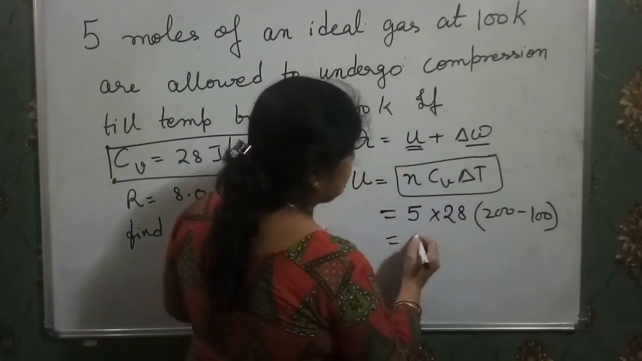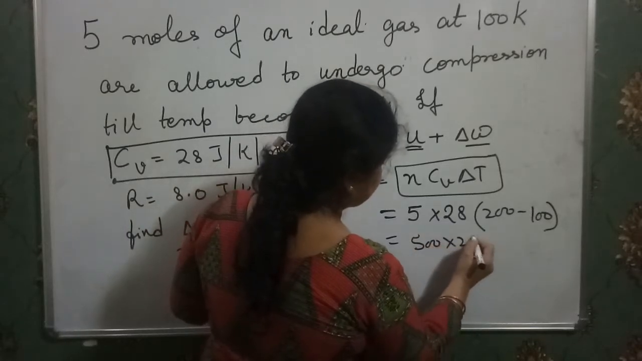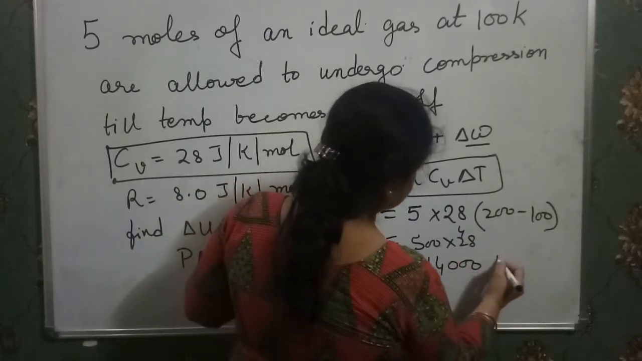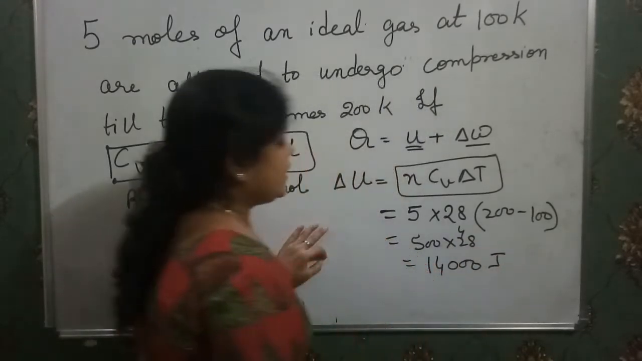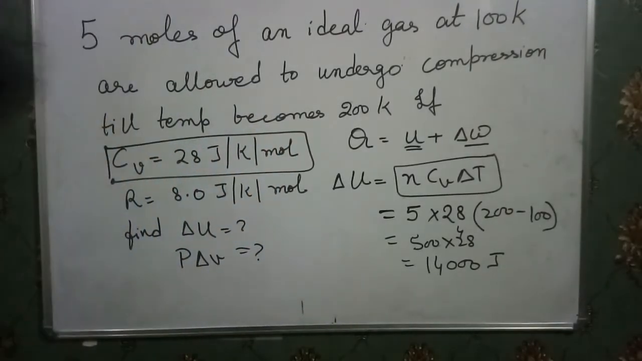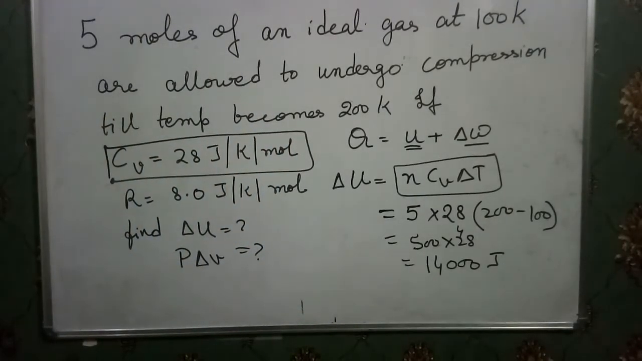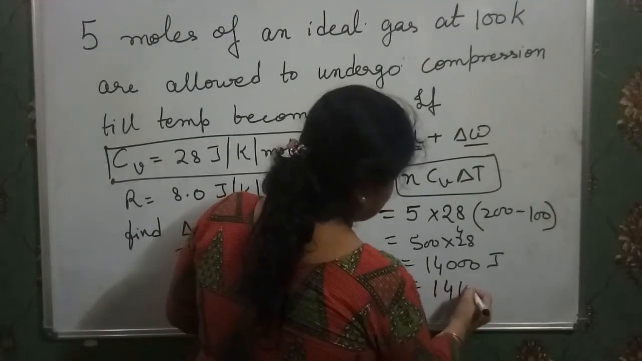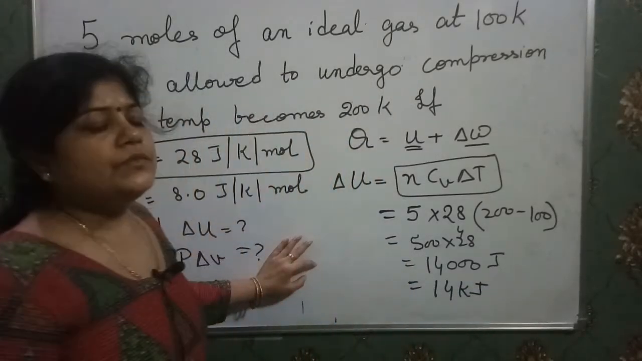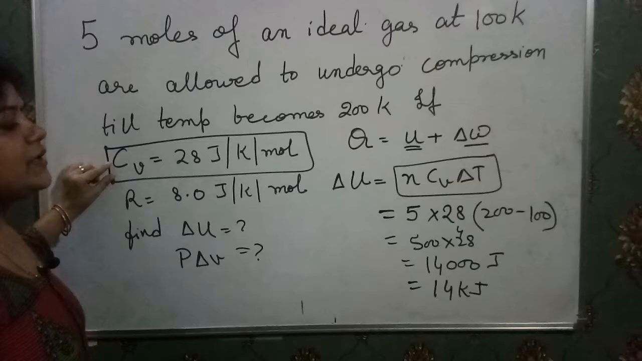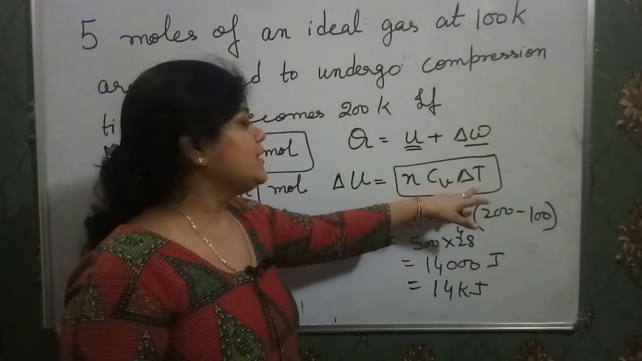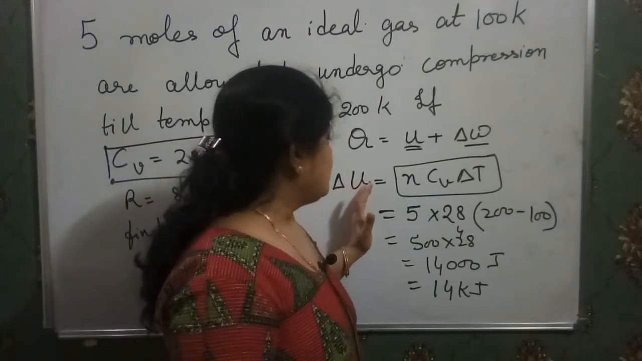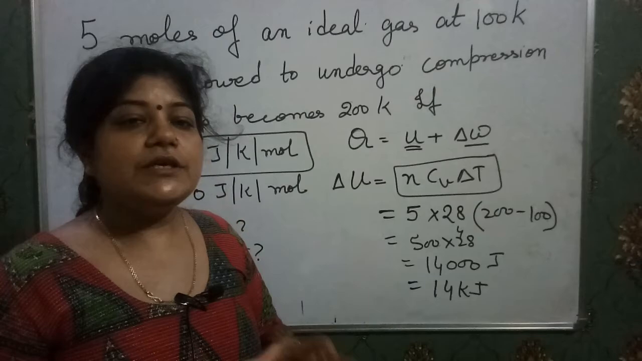So overall we have 500 into 28, that means 5 8s are 40, 5 2s are 10, so 14,000 joule. In this way we can easily find the internal energy of the system. You can also convert it into kilojoule by dividing by 1000, and our answer becomes 14 kilojoule. So when Cv is given, we use the formula n Cv delta T to find the internal energy. Now I also want to convey what internal energy is.